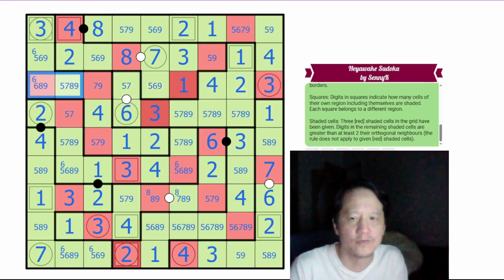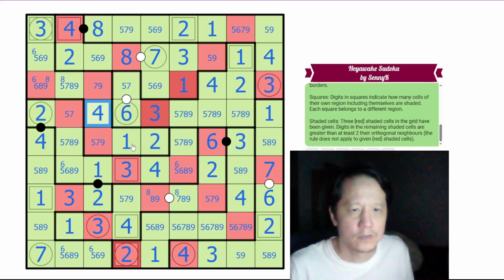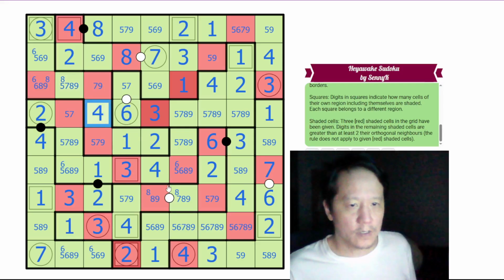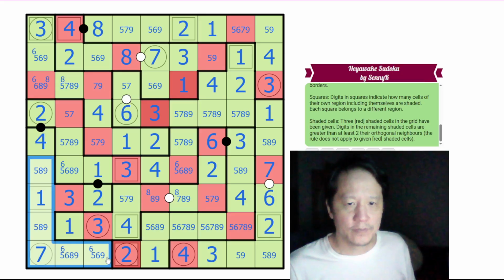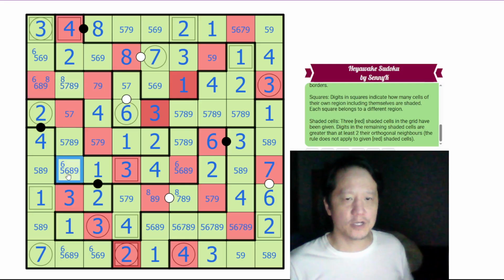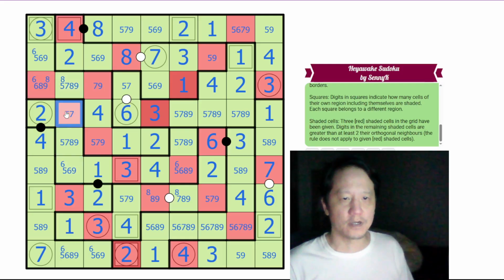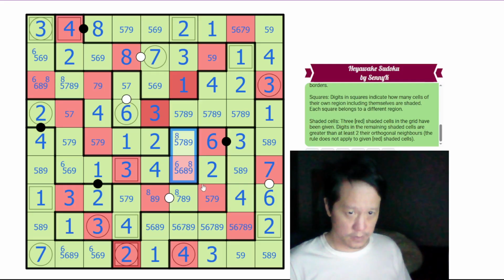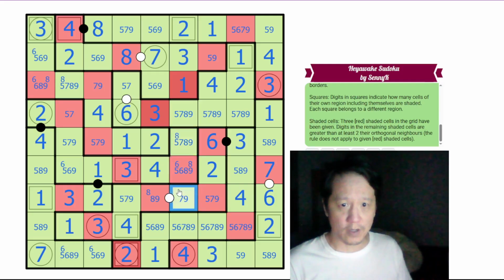8 has to be one of these two. 8 in this region must be one of these three, which is in column 1 and 2. This is in column 1 and 2, which means you cannot have an 8 anywhere else in columns 1 and 2. So no 8 here, no 8 here. One of these two is an 8, which eliminates 8 from the rest of the column. So no 8 here, no 8 here.